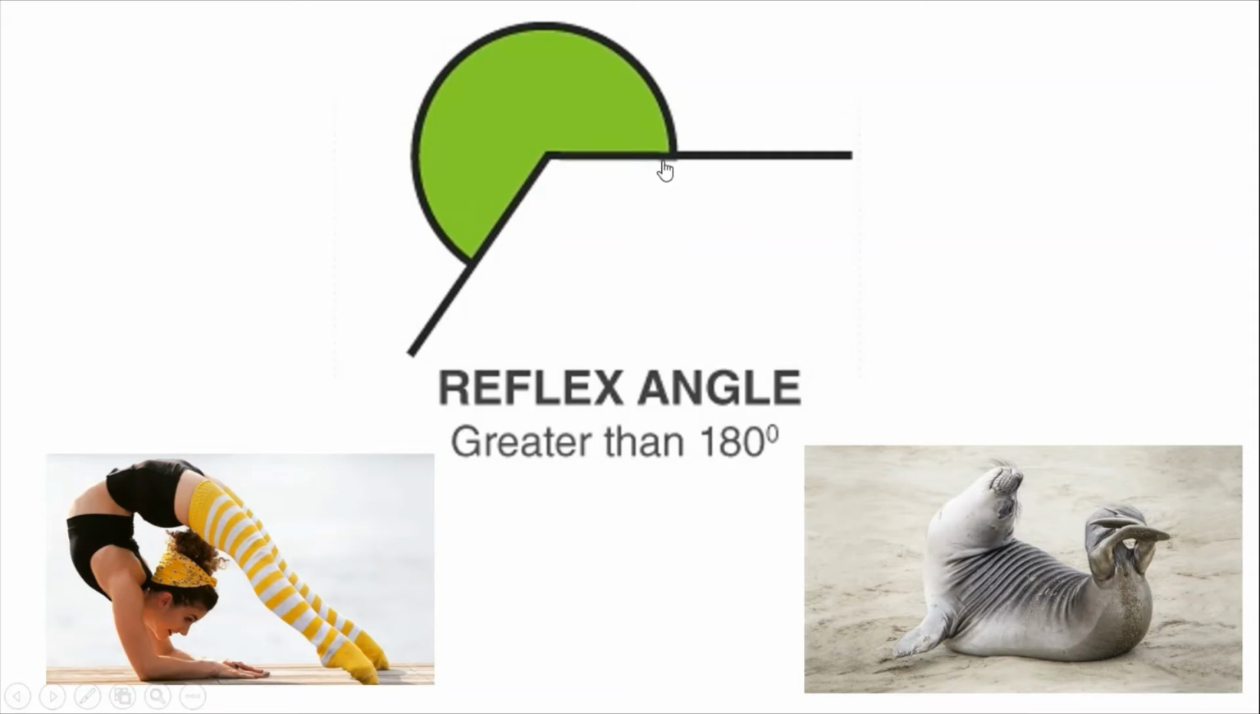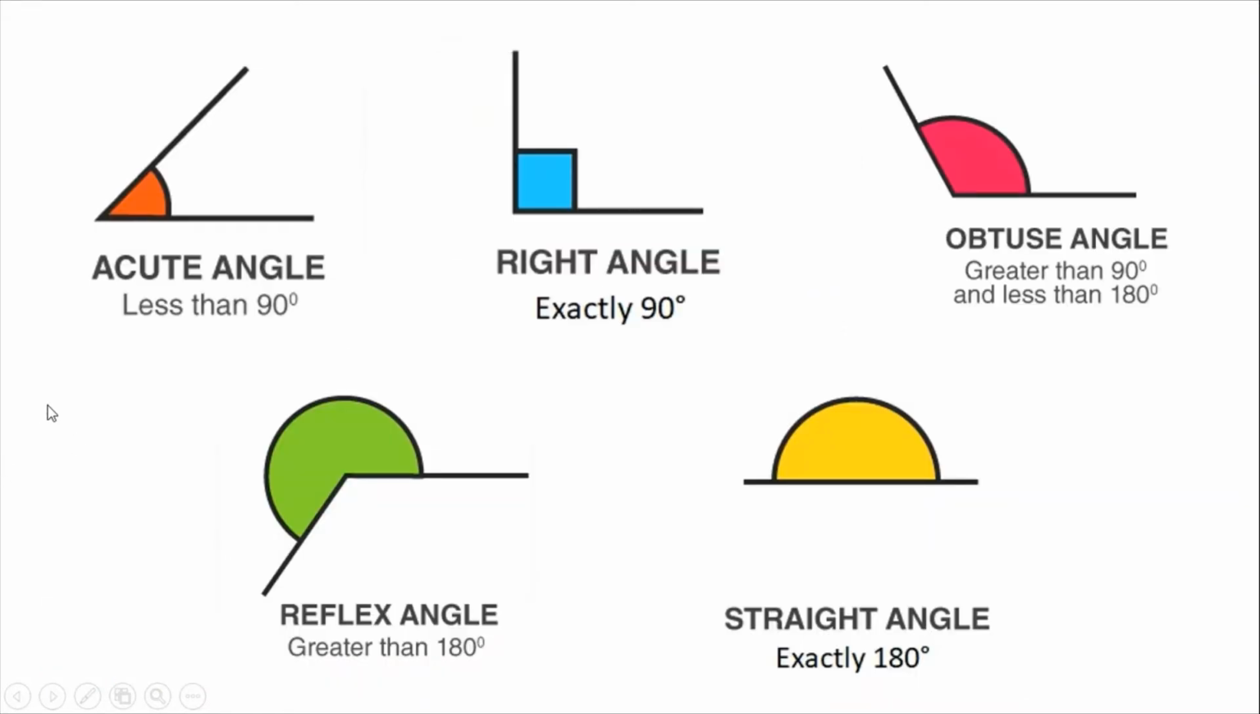But it's important, if we've got a reflex angle, you're going to have a circle, an angle circle like this, which will be bigger than half a circle, bigger than a semicircle, and it would have kept on going round. So our flexible reflex angle. So we have an acute angle, less than 90 degrees. A right angle, exactly 90 degrees as a corner.